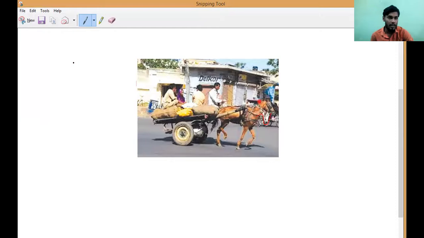Is it yes or no? Yes, sir, bending in the forward direction. So as we know, when the horse is trying to pull the cart, understand? As we know, his legs. When the horse is pulling the cart, it is action.